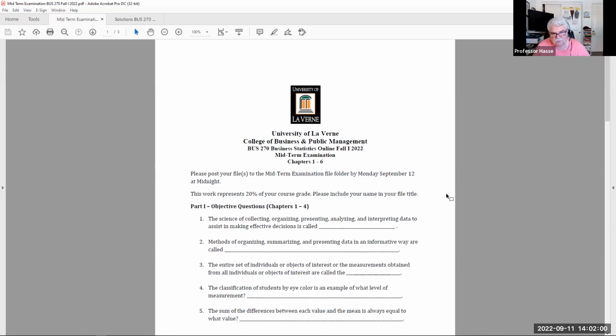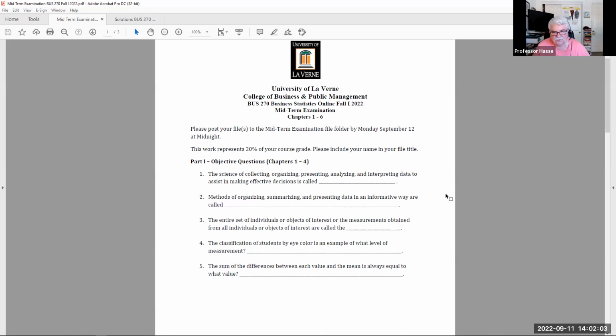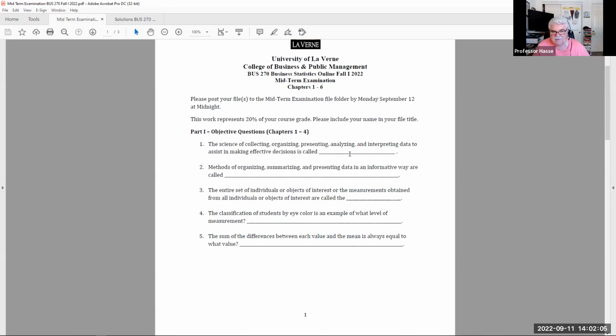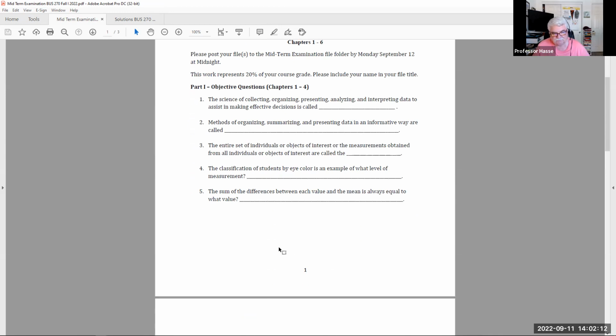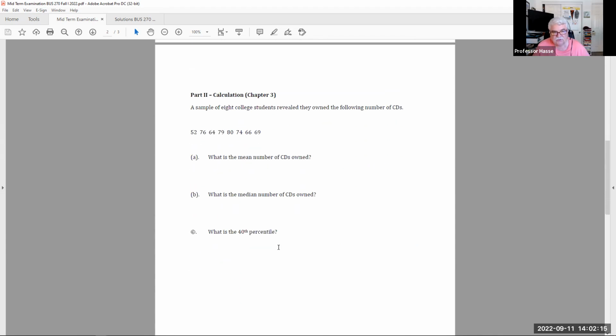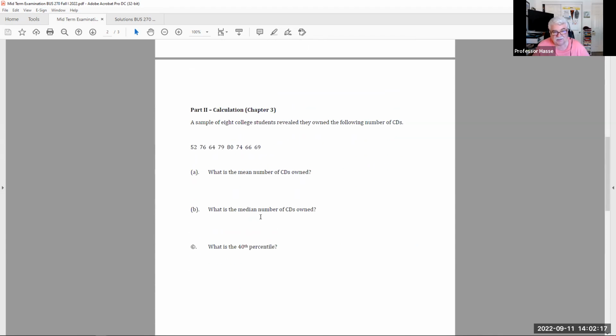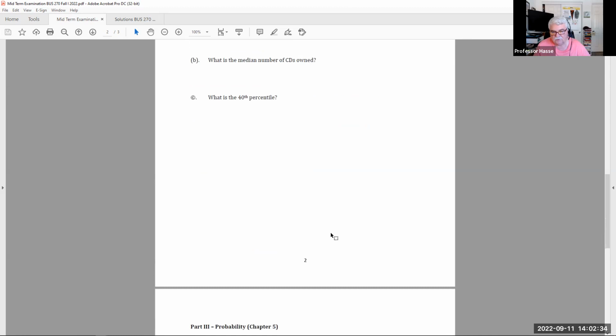The first question is what is called objective questions, and it asks you to tell me what these definitions are, and you fill in the blank. What all these 5 represent as far as a statistic definition. The second question is a calculation, going back to determine the mean, the median, and in this case, an additional 40th percentile. In other words, what is 40% of this series of numbers at what level? Looking for that. Again, pretty easy, but again, the basics of statistics from these first few weeks.